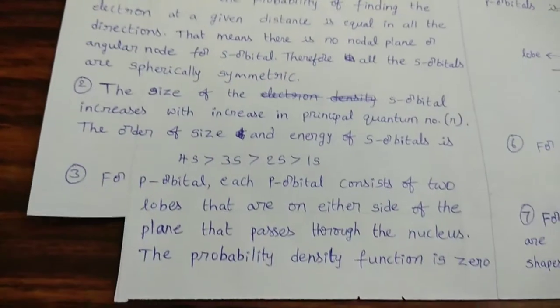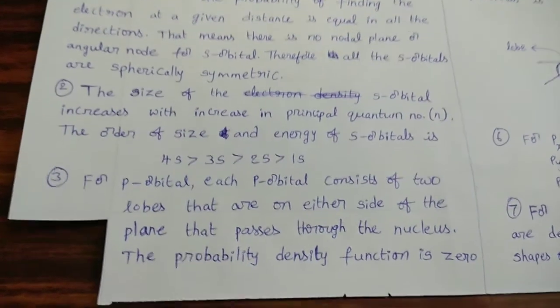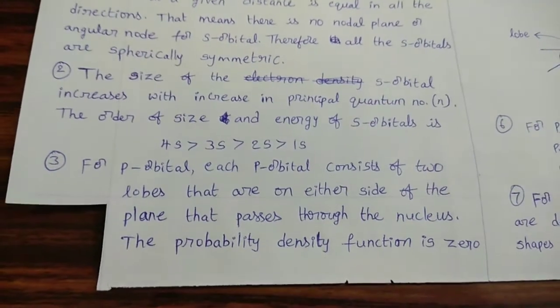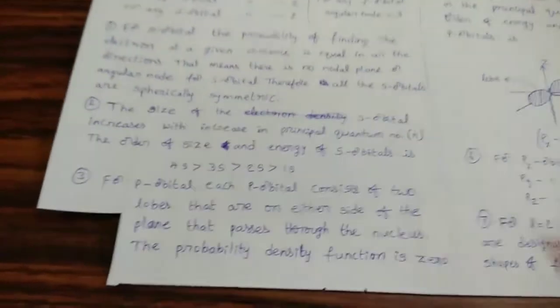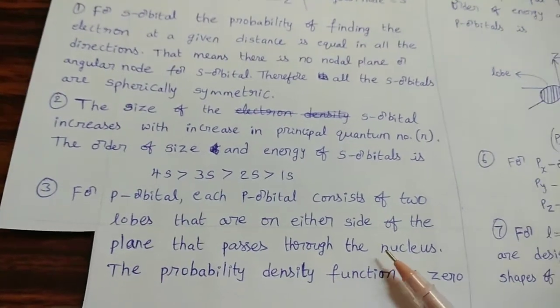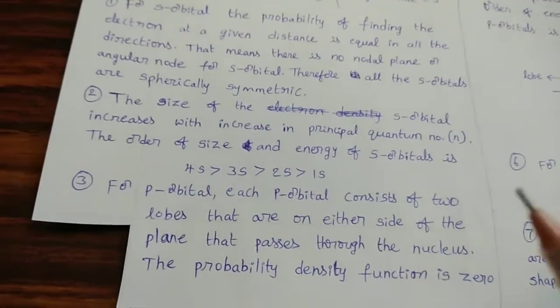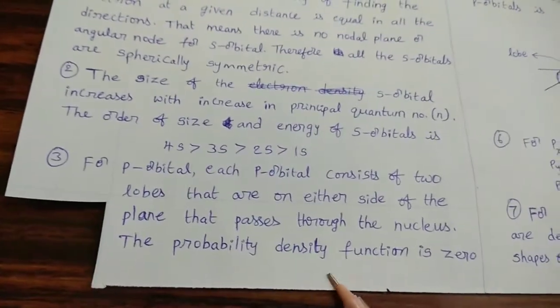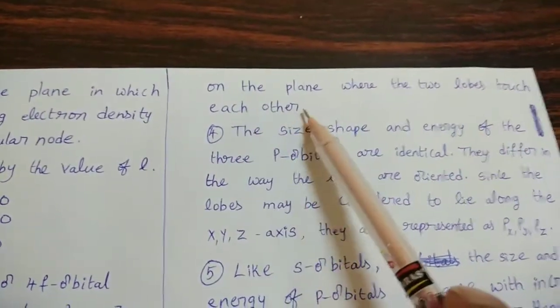Okay. Next, p orbital. Each p orbital consists of two lobes that are on either side of the plane that passes through the nucleus. Through the nucleus, a plane is passing. In that plane, no electron density. On either side of this plane, two lobes are there. The probability density function is 0 on this plane where the two lobes touch each other.